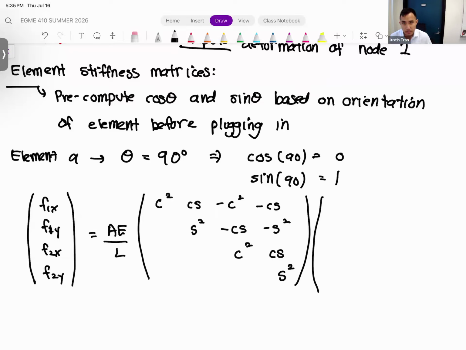And we know that this entire thing is symmetric, okay? And this is multiplied by the deformation vector. So d1x, d1y, d2x, d2y. Okay, so that's what we're going to plug into. And like we said, anything with a cosine, we're just going to set that equal to 0. Okay, so that means the entire first row, right? If you look at the entire first row there, everything has at least one cosine. So cosine squared, cosine times sine, minus cosine squared, minus cosine sine, they all have cosine. So that entire first row is going to be 0 because our orientation here is 90 degrees.